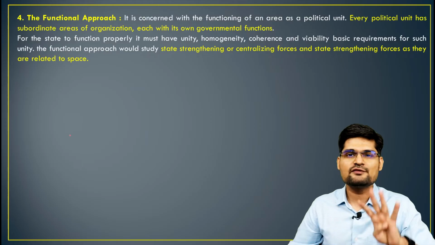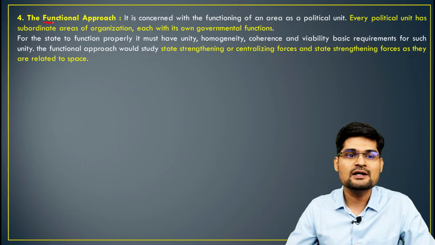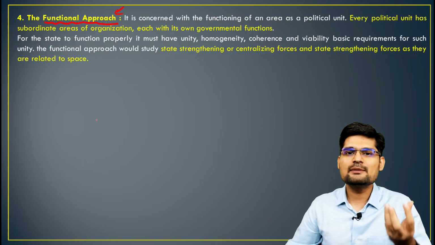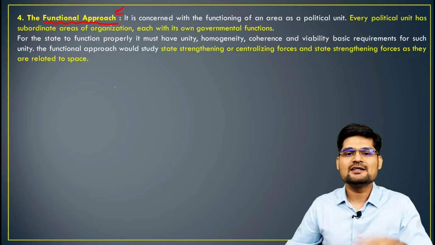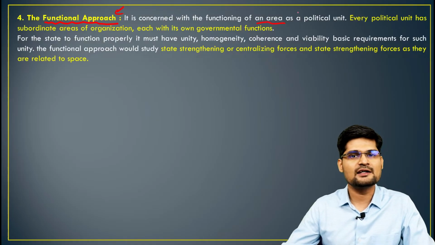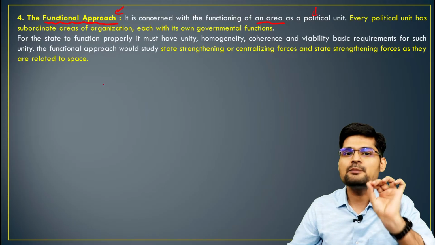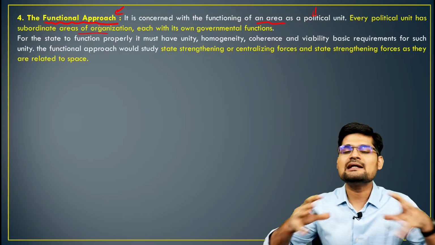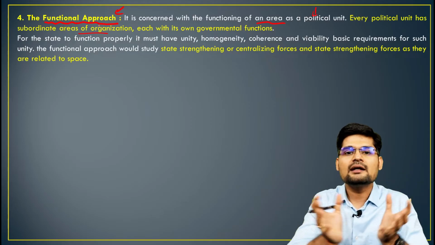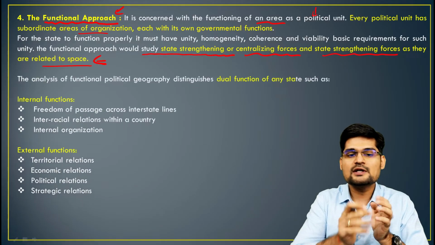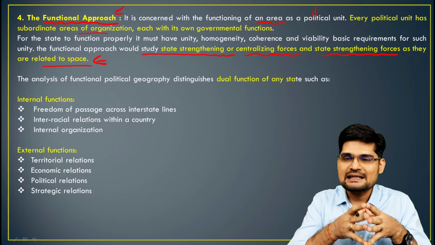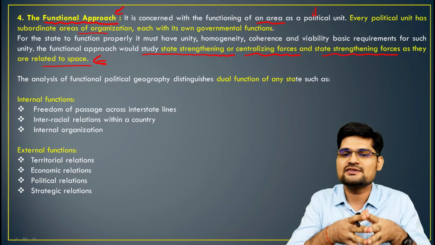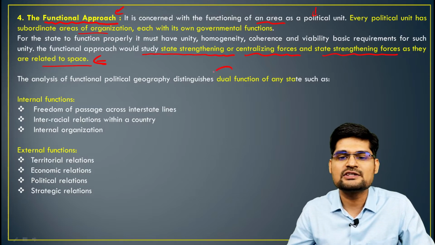Then what we have is the fourth and very important approach in today's world, the functional approach. It talks about the function of a particular state. So it is concerned with the functioning of an area in terms of a political unit. So every political unit has a specific function, and also it has many subordinate organizations, making it an entire functional unit. So what you observe here, there are numerous internal functions and external functions of a state. That's why we say the dual functionality of a state.